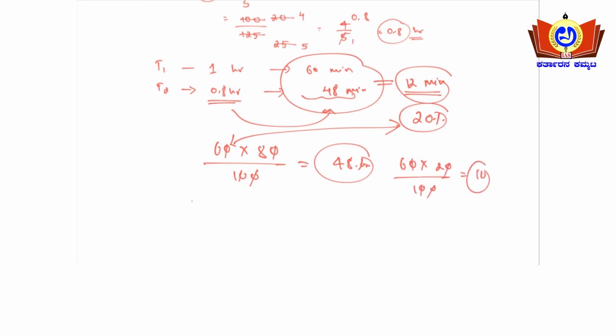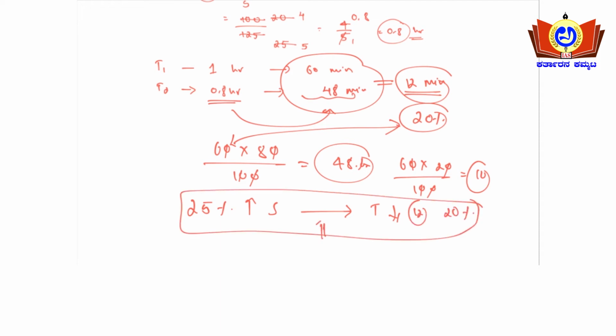Okay, see, for a 25% increase in speed, the time has been reduced by 12 minutes, that is 20%. This relationship you need to understand here very much. When you understand this relationship, solving the problem will be easier for you. Okay guys, both the methods I have explained here, that is the formula method and the in-the-mind calculation method. Next we will be moving to the next question.